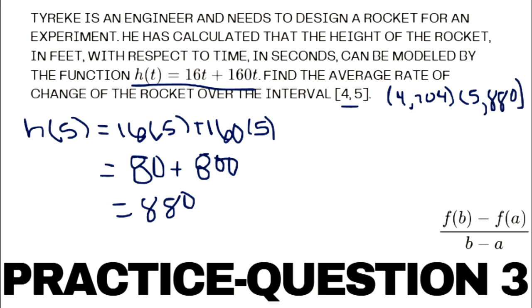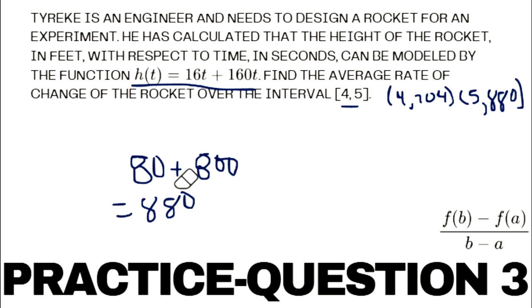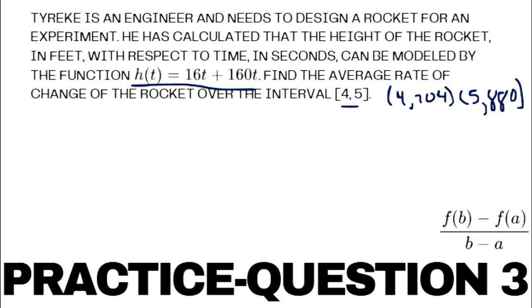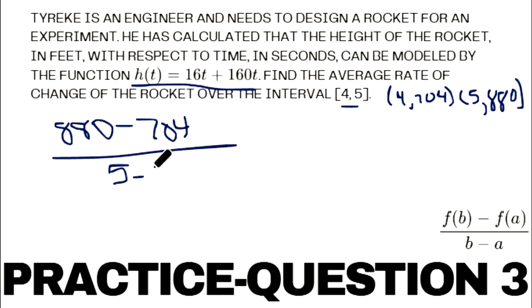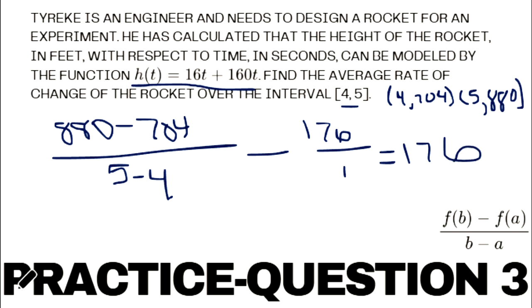All right, let's use our formula of the day and figure out the rate of change for this. So we have 880 minus 704 over 5 minus 4. I'm totally getting the calculator for that. 880 minus 704 is 176, divided by 1, which is equal to 176. So the average rate of change for this is 176.